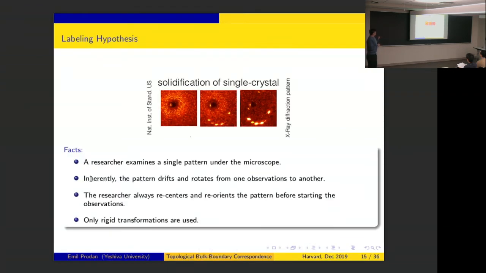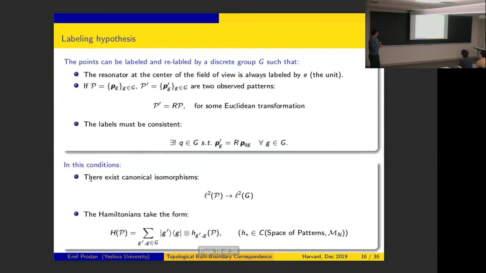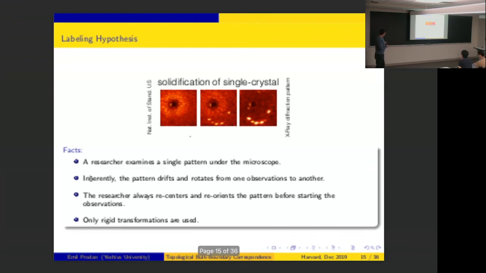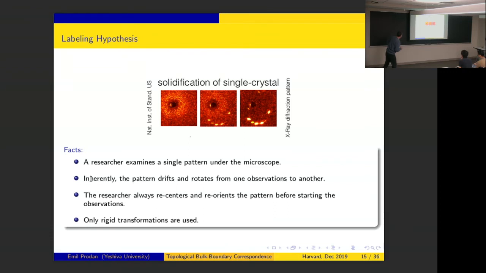There is the labeling hypothesis. So things work when there is this labeling hypothesis. Imagine that the researcher examines a single pattern under a microscope, the pattern shifts and rotates, but the researcher always recenters the pattern with one point in the middle of the field of view, rotates it, and the key is that each point of the pattern can be labeled by an element of a discrete group.